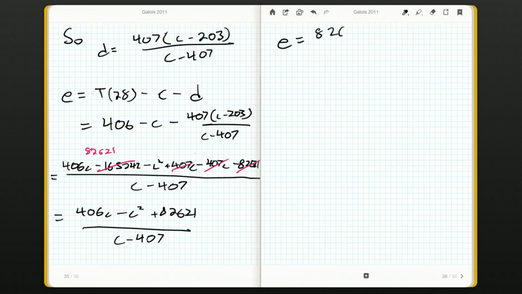E is going to be 82621 plus 406c minus c squared all over c minus 407. And that also has to be an integer.